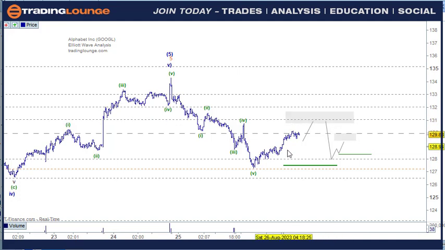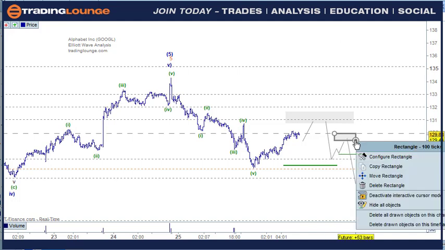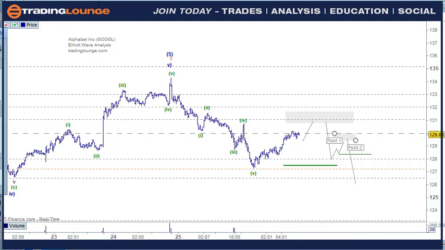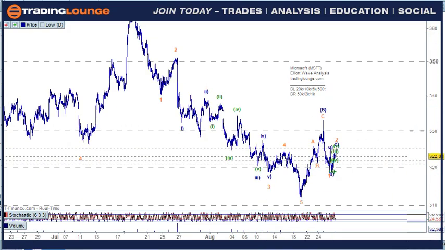So, I wouldn't rush. There's no need to rush into any of these, because they'll come back to you, and then you can short it in this box. If there's 5 waves here, that would be the way to go. Yeah, it's just a little bit more professional, I reckon, just waiting for it to come to you.